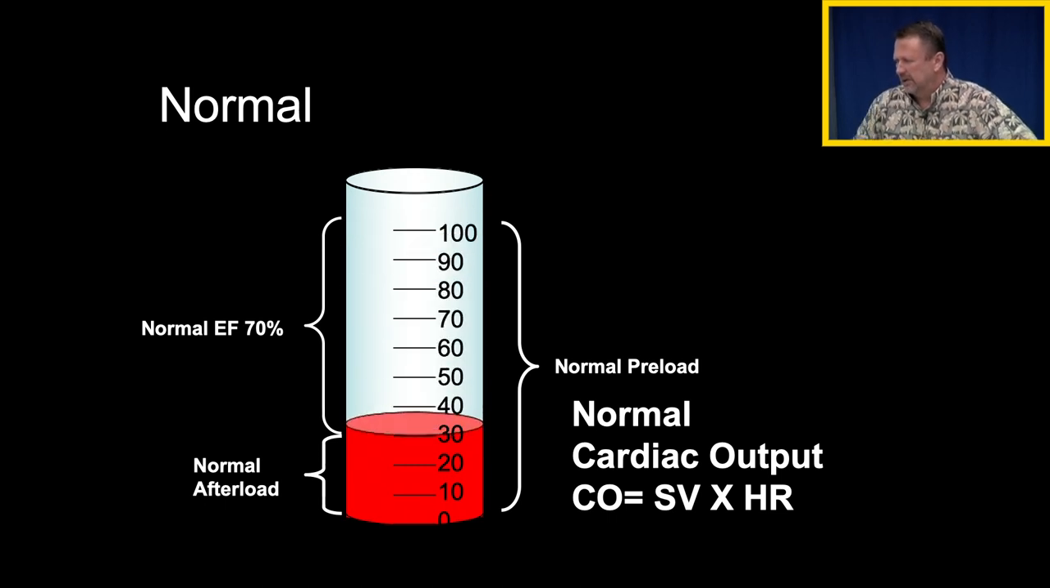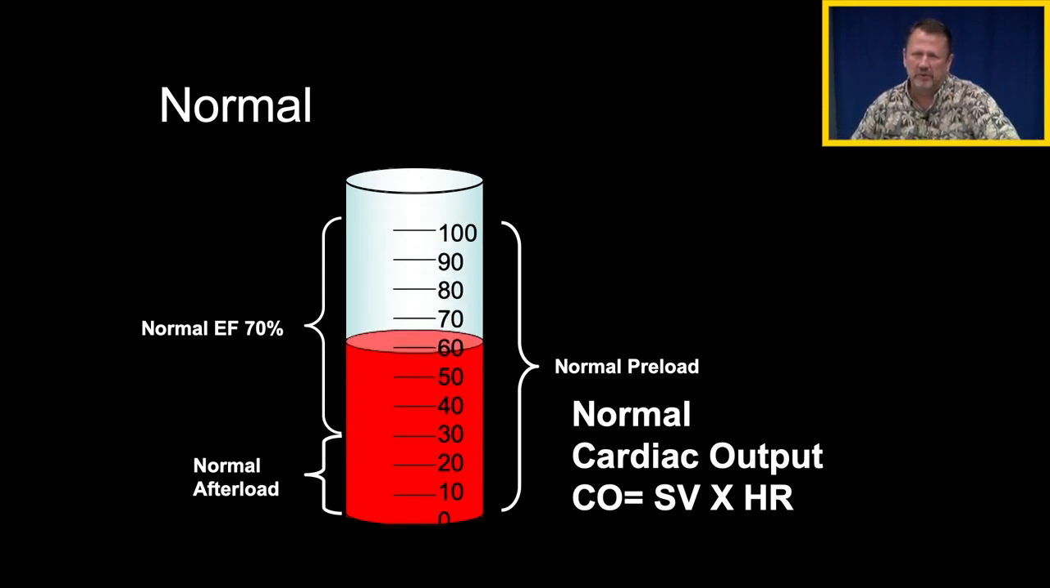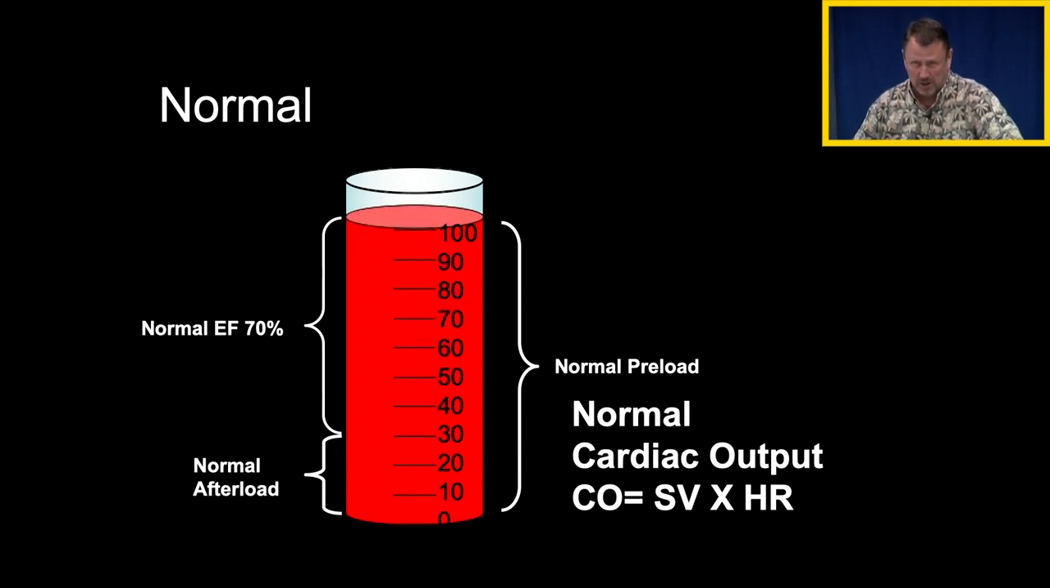And so let's take a look at that. Here is the beaker that's supposed to indicate the inside of a ventricle. And when we have end of diastole, we have a normal preload. And then with each stroke, we're ejecting 70% of the volume. So this is a normal cardiac output. This person does not have congestive heart failure. They have a great cardiac output. They have a great ejection fraction.